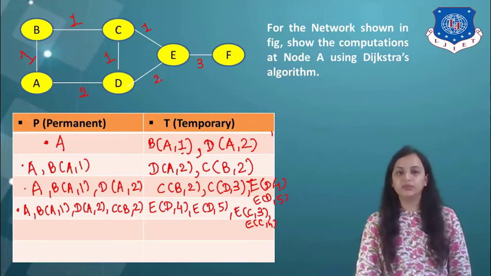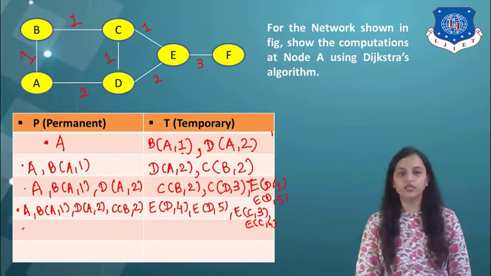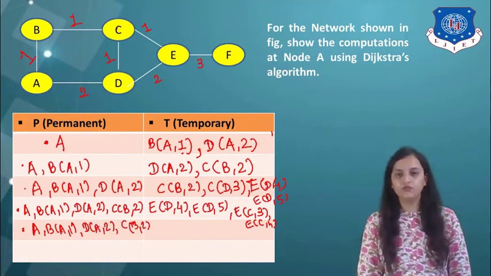Again, if we check the path to reaching E node via C, it is this, which we have already considered, that means 1 plus 1 plus 1, 3. This is 2 plus 1, 3 plus 1, 4. So all the paths are considered. From this we need to select the smallest value, which is EC3. We have to shift it on the permanent node side. So here we are left with A, BA1, DA2, CB2. And now from this we are going to write down EC4. Okay, sorry, EC3.